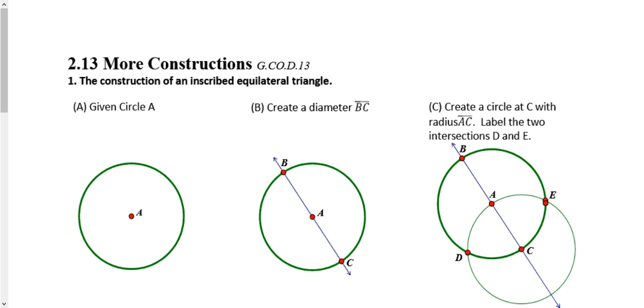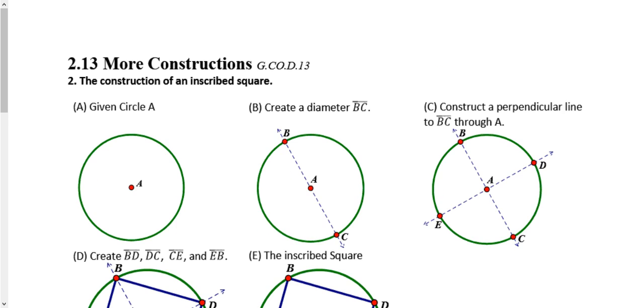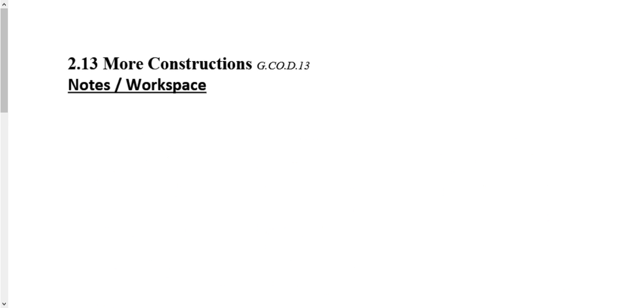So, we're going to construct some inscribed things and circumscribed, but I want to give you a note with some definitions, okay? Because sometimes they just will throw terms out there, never really define what it means, so let's do that now. Let's go to our notes page. It's right here. Okay.